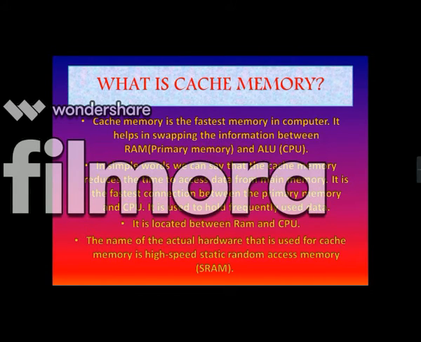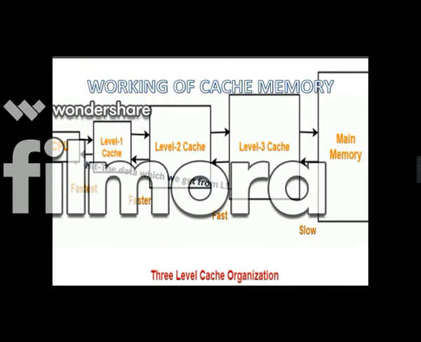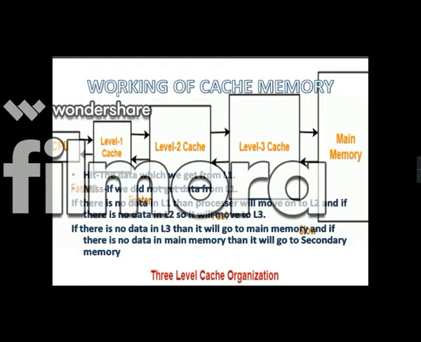As you know, the CPU takes information from the RAM of primary memory. Cache memory is located between primary memory and the CPU, so it will be near the ALU, due to which it will transfer data faster as compared to RAM or primary memory. The actual hardware used for cache memory is high speed static random access memory, that is SRAM. In simple words, the hardware we use for cache memory is SRAM. So let's move on to the next one.